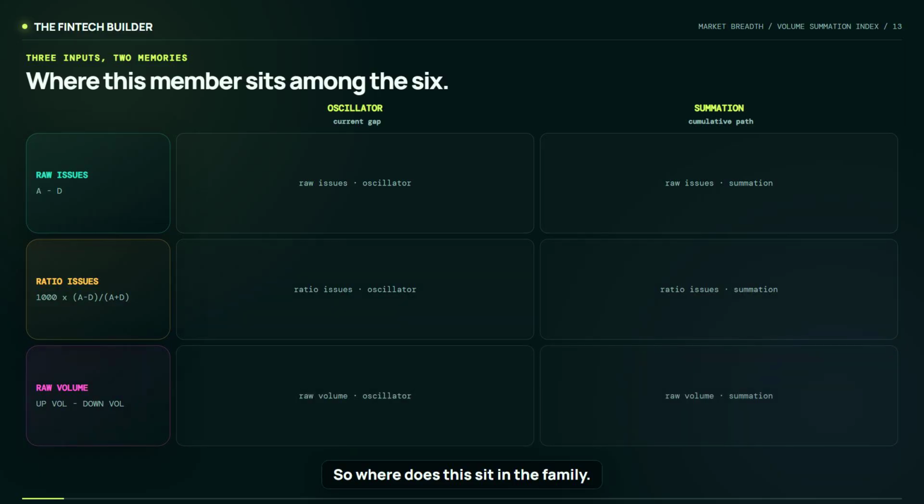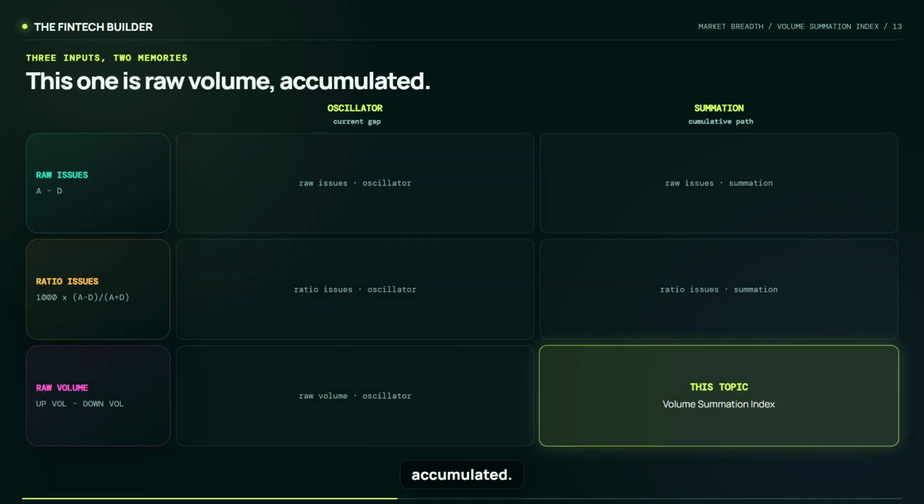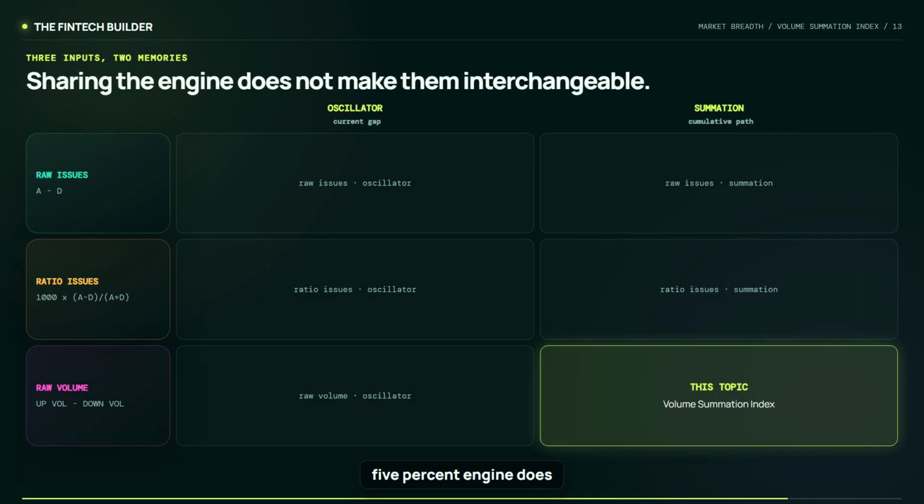So where does this sit in the family? 3 input choices: raw issue counts, ratio adjusted issue breadth, and raw allocated volume. 2 output choices: read the current gap or accumulate it. This member is raw volume, accumulated. Choose it when the cumulative history of share-weighted participation is the actual object of analysis. Do not choose it when you want equal votes per listing or when your volume allocation contract is not stable. Sharing the 10% and 5% engine does not make any of these 6 interchangeable.